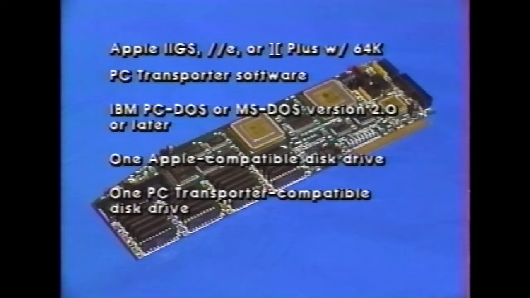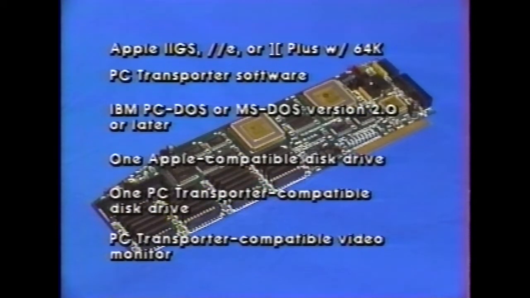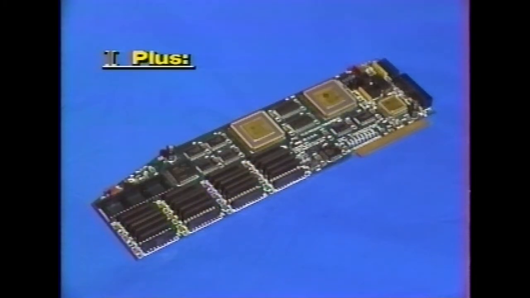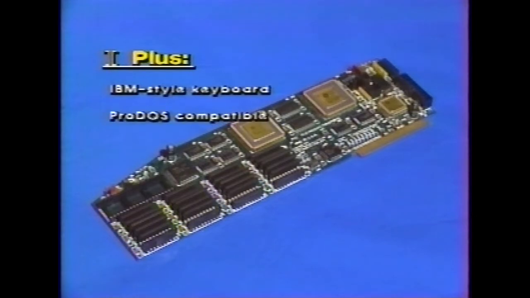You will also need a PC Transporter-compatible video monitor. Compatible monitors are discussed briefly in this video and in greater detail in the user's manual. II Plus owners, you must have an IBM-style keyboard. Your II Plus must be Pro-DOS compatible and it must be FCC approved.